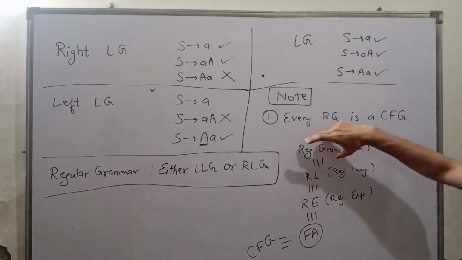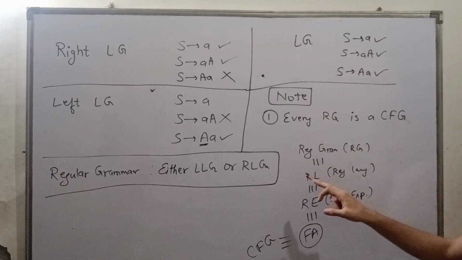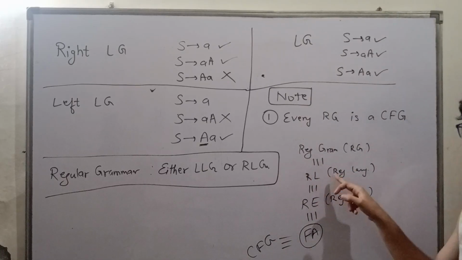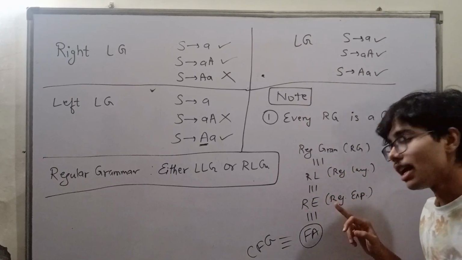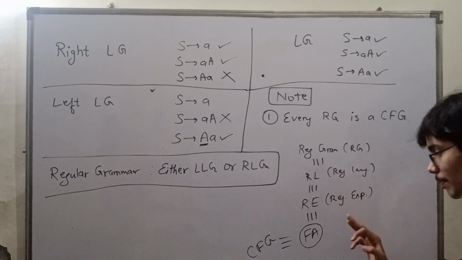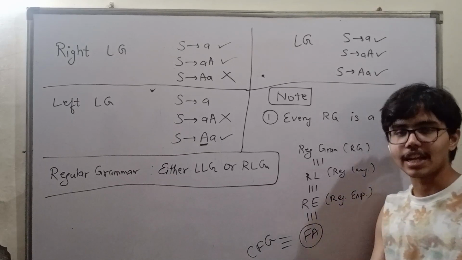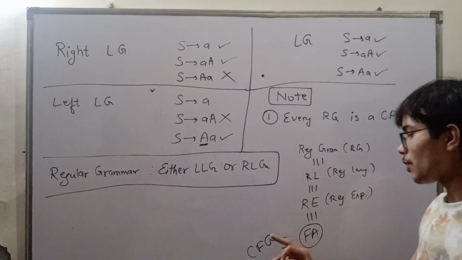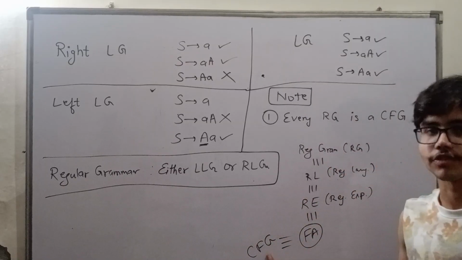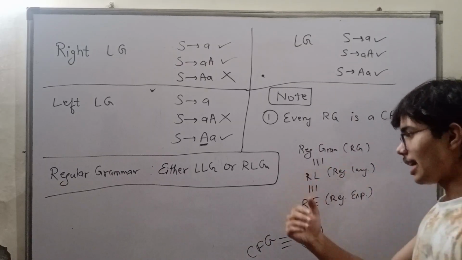So these things: from a regular grammar, you can write an equivalent regular language or regular expression. If you get a regular expression, you can make a finite automata, NFA or DFA, and you can make a context-free grammar of it. Okay, let's take an example.